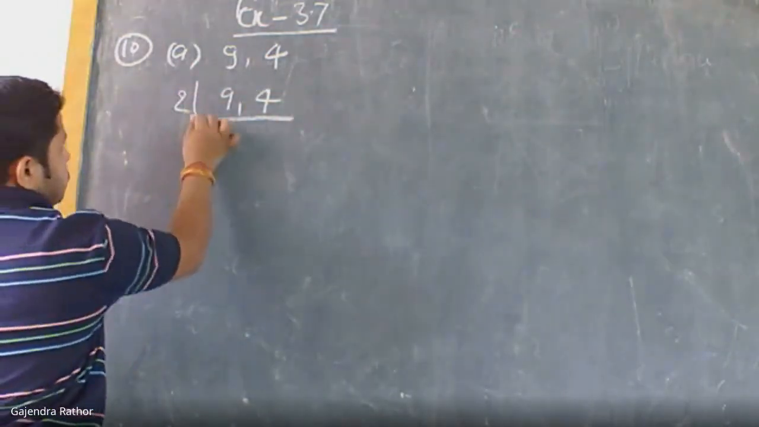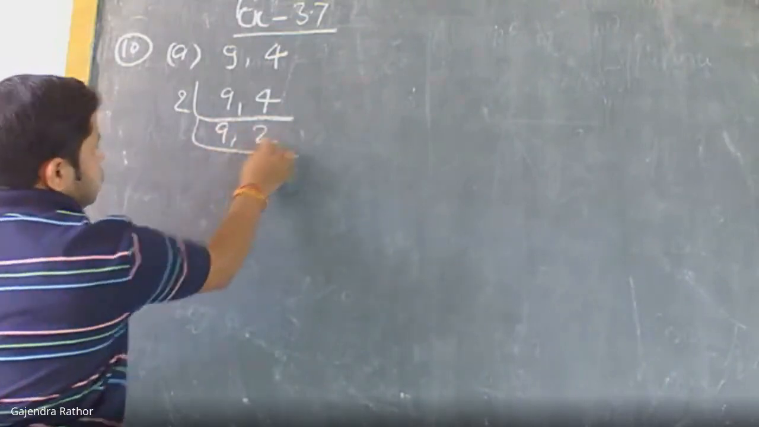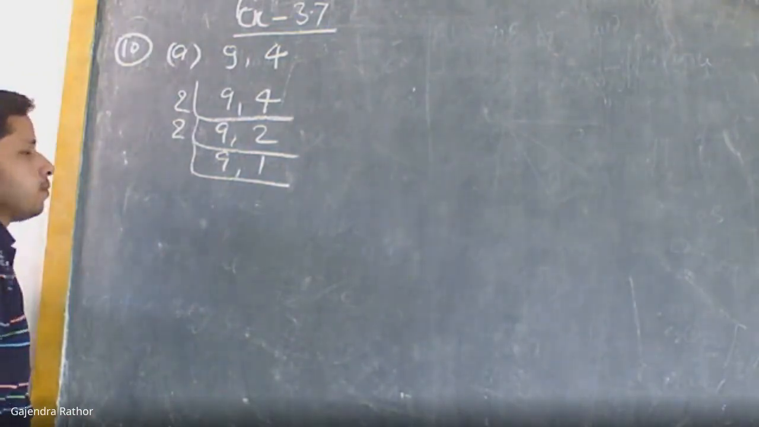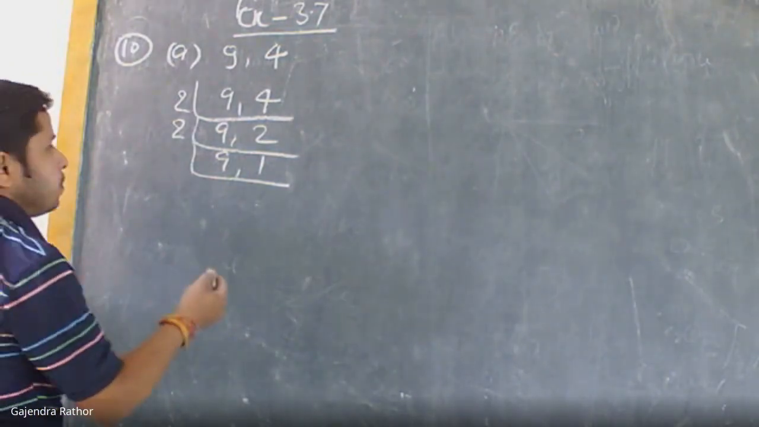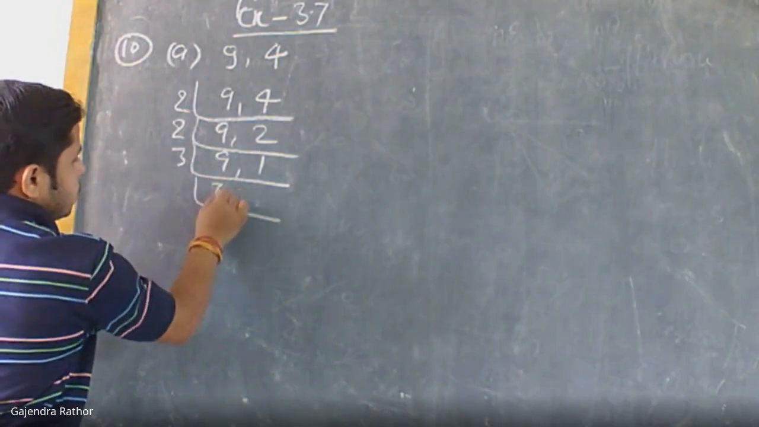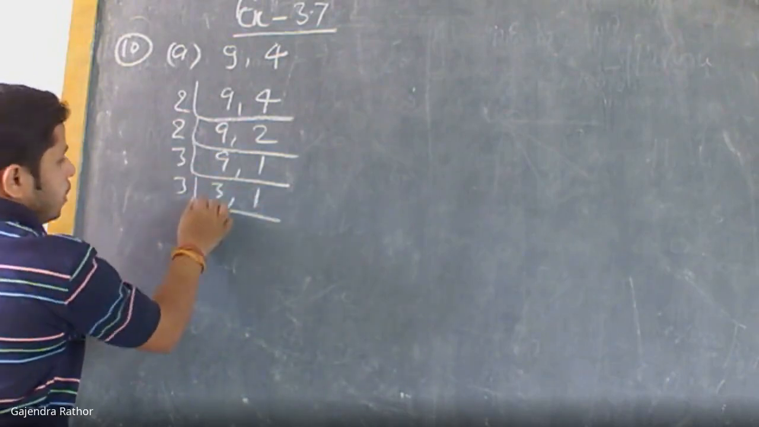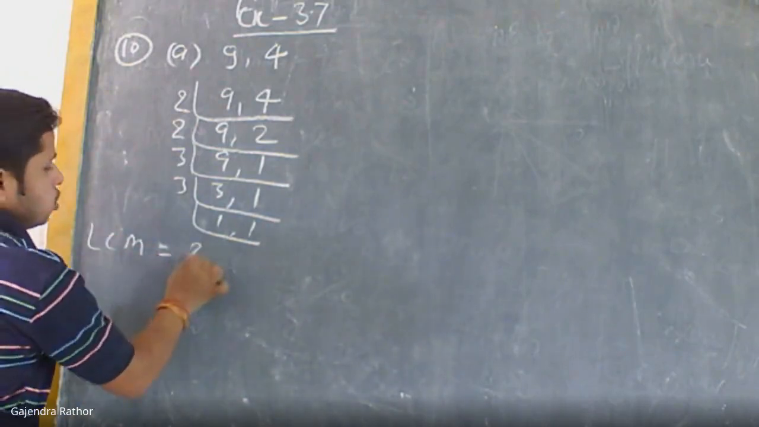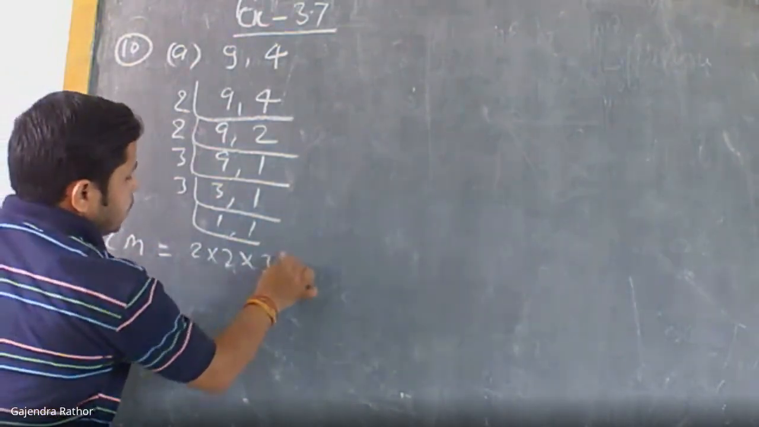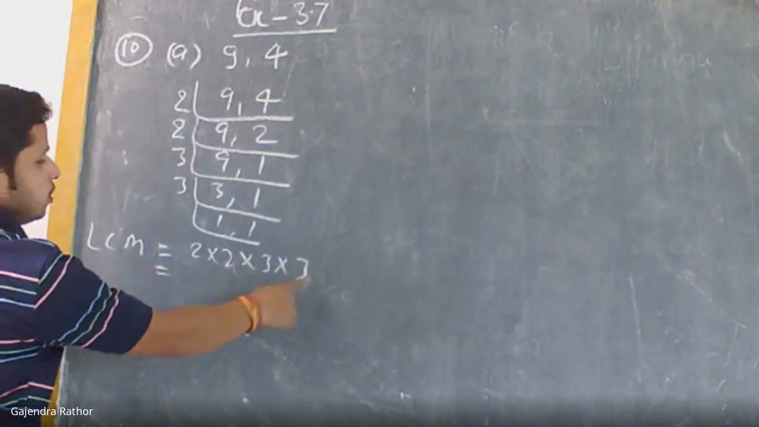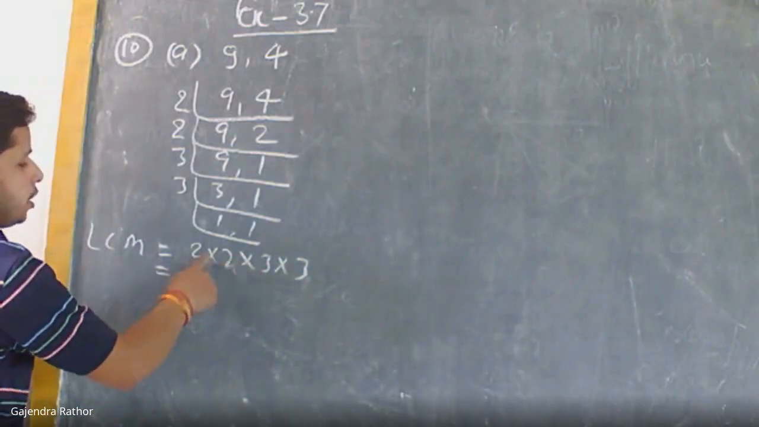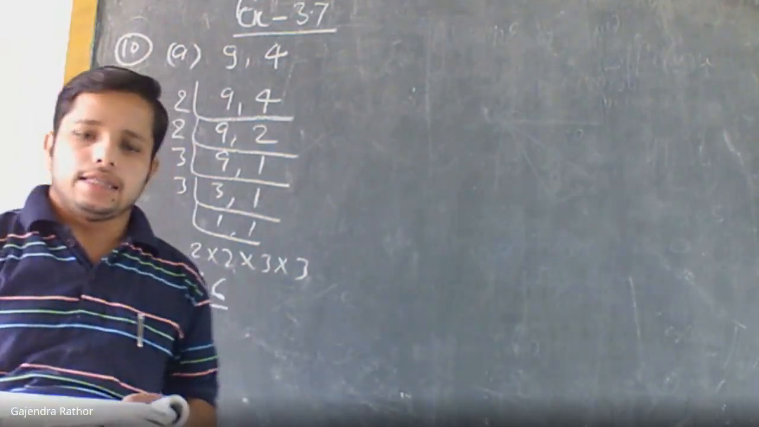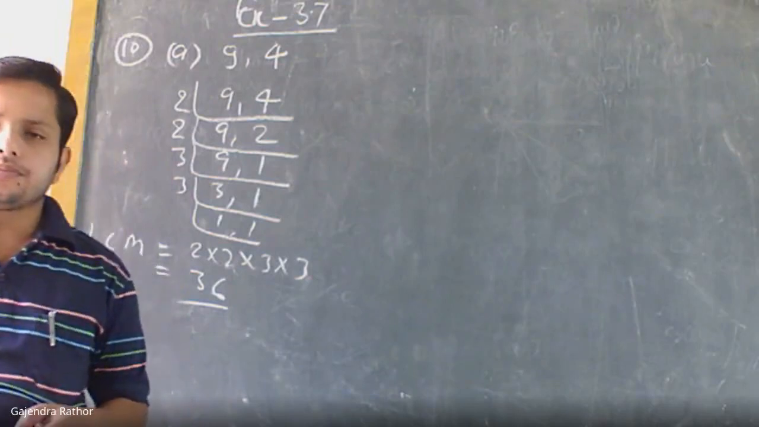Divide by 2. 9, 2 is 4. Again divide by 2. 9, 2 is 1. Next we will divide by the next number 3. 3 3s are 9. 1, again 3, 1 and 1. So LCM is 2 multiply 2 multiply 3 multiply 3. 3 3s are 9. 9 2s are 18. 18 2s are 36. So 36 is the LCM of 9 and 4.